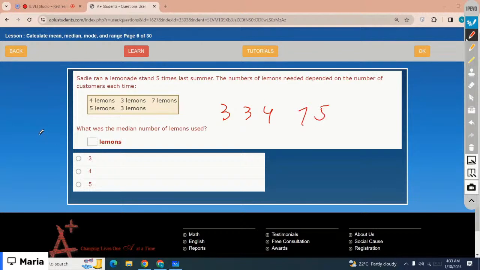So, which number is the median of the given data? That is 4. 4 divided the data into exactly two equal groups. So, the median of the data is 4. Got it? The correct option is 4. The median of the data is 4.